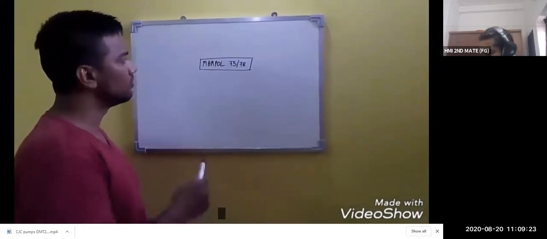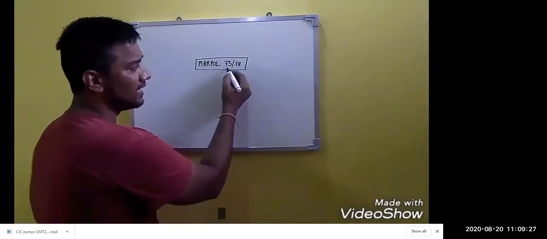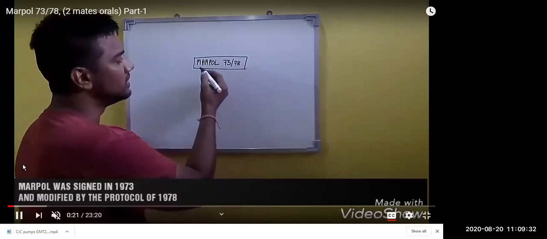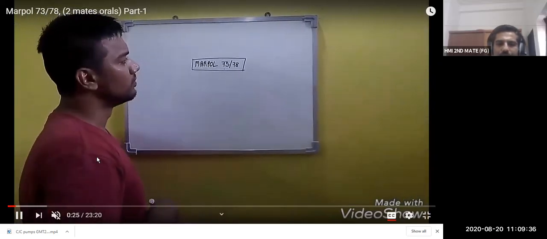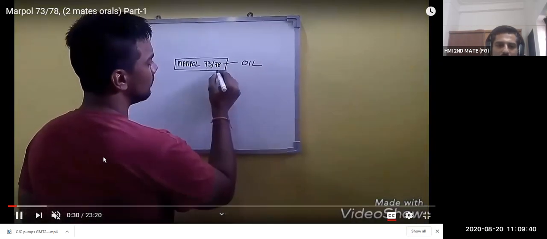So let's start with the MARPOL Annex requirements. MARPOL 73/78 is a protocol. MARPOL came in 1973 and was enforced in 1983, and in 1978 there were new regulations which were added.